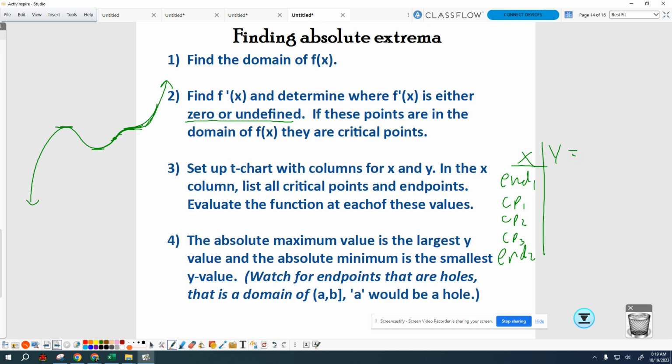And for this one, to find the absolute value of the function, do we use the function or the derivative? Function. The original function. We would plug those values in. And then you look in the little chart and be like, which number is biggest? Which number is smallest?